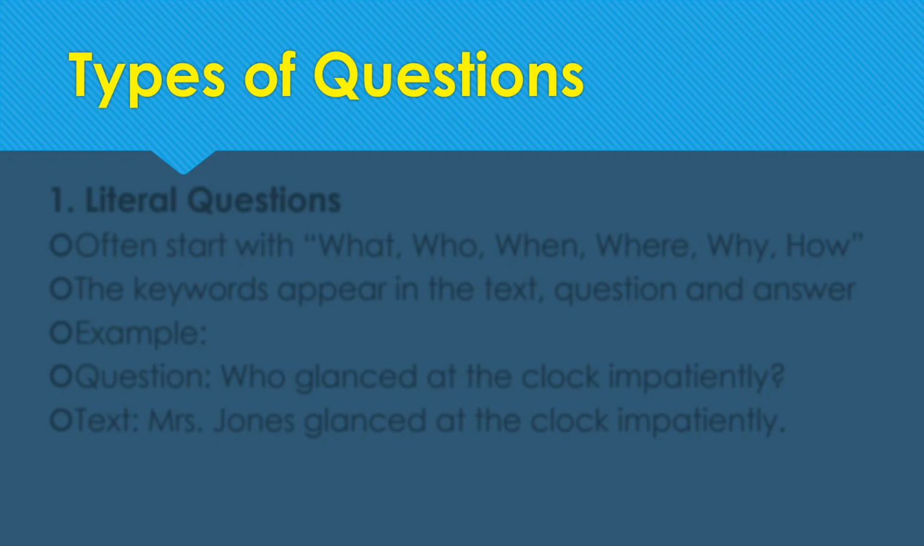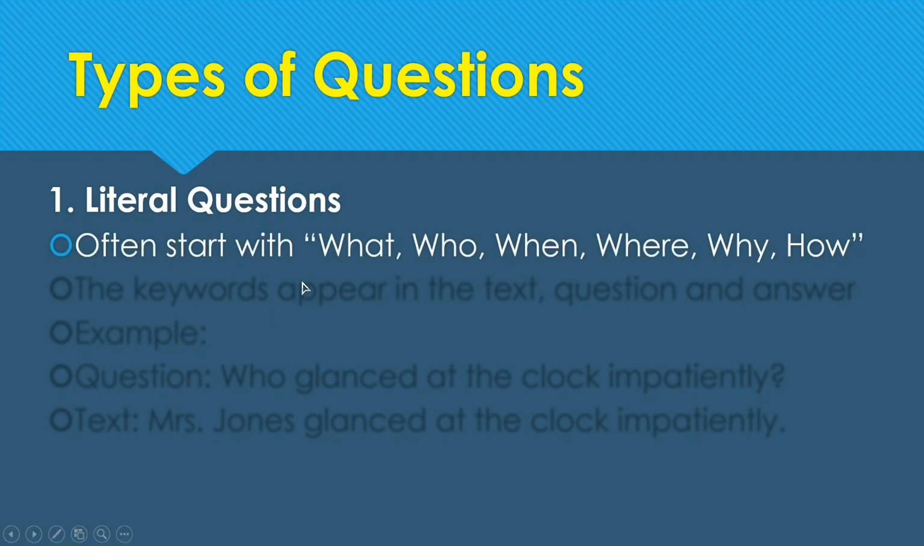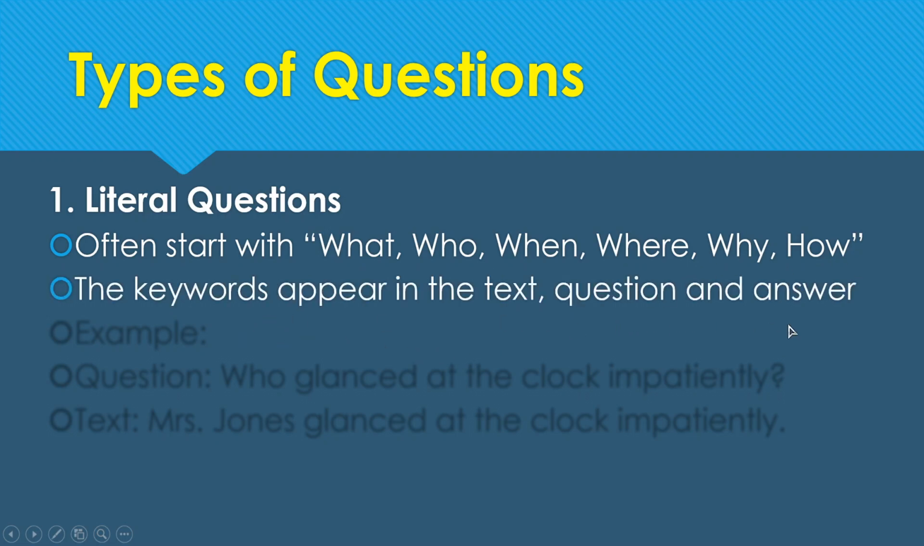All right, so let's go to the second topic for today. What are the types of questions found in unseen comprehension tests? Okay, so we have 3 questions actually. The first type of question is the literal questions. The literal questions are just like copy-pasted from the text into a question. They often start with what, who, when, where, why, and how. The keywords appear in the text, question, and answer.